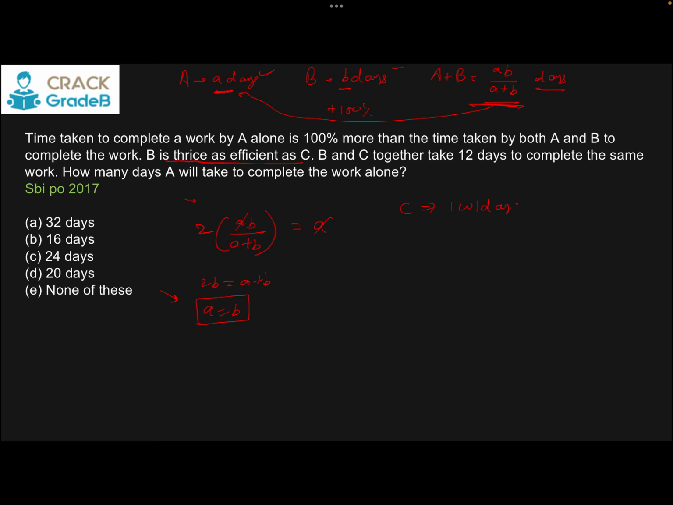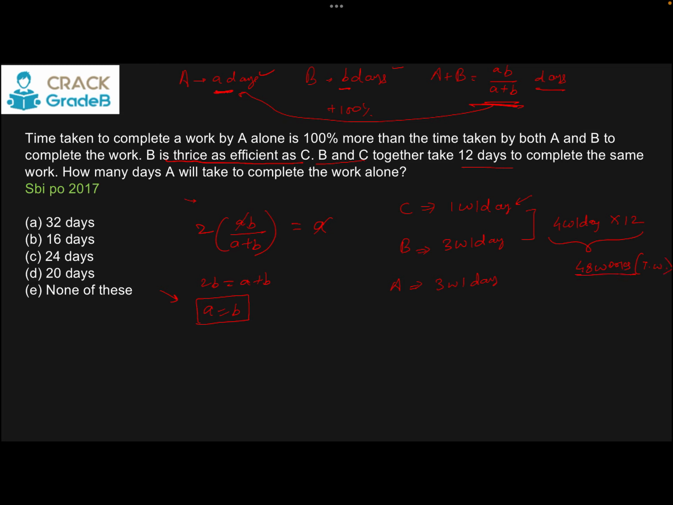Now B being thrice as efficient as C, B will be doing thrice the work. So B will be doing 3 works per day. And A and B being equally efficient, A will also be doing 3 works per day. Now B and C together take 12 days to complete the work. So together B and C, they are doing 4 works per day, and in such a way they can complete the work in 12 days, that means the total work is 48 works. This is our total work.